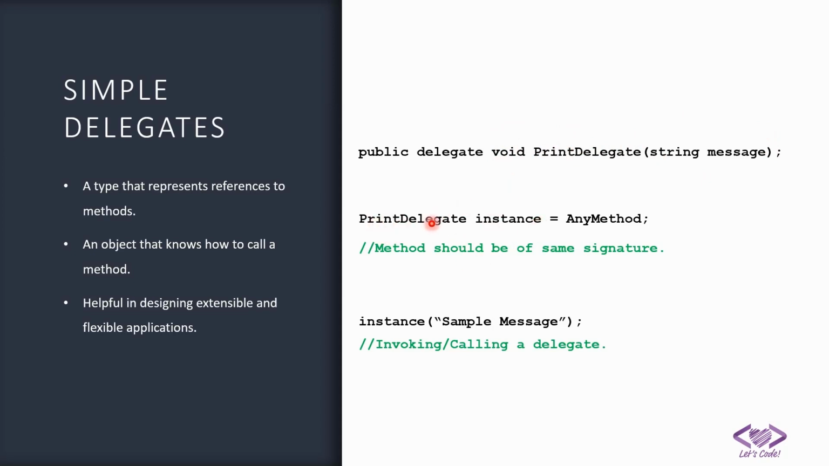We can say PrintDelegate, the name of the delegate which we gave, and some object instance name, and we can assign any method of this signature to this particular instance. And how can we call this? By just invoking this object and passing the parameter. So let's see in action how exactly it works.